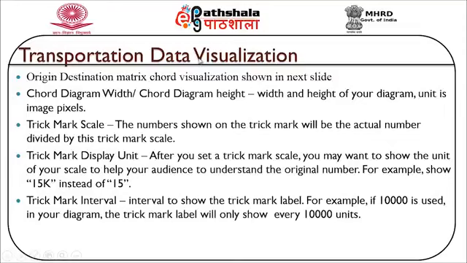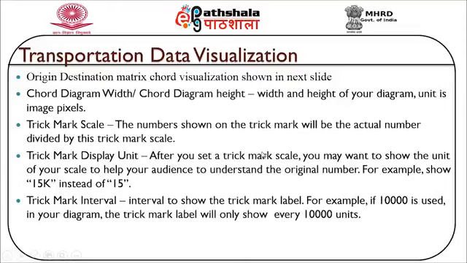Transportation data also amounts to a huge amount of data in day-to-day activities. So this is being shown in the form of a chord diagram. So the data is represented in the form of an origin destination matrix, and the chord visualization is shown in the next forthcoming slides. The chord diagram width and the chord diagram height represent the width and height of your diagram. Unit is in image pixels. There is a tick mark scale wherein the numbers shown on the tick mark will be the actual number divided by this tick mark scale.